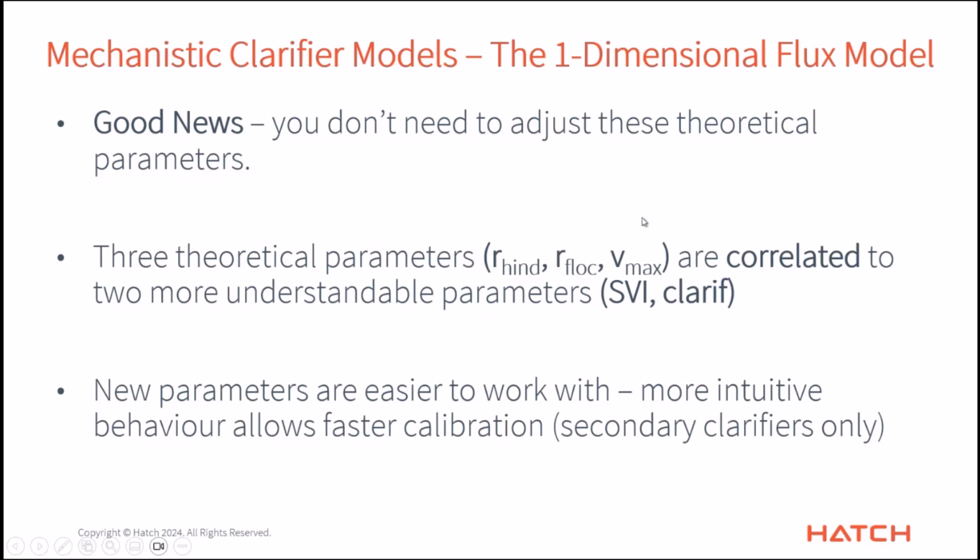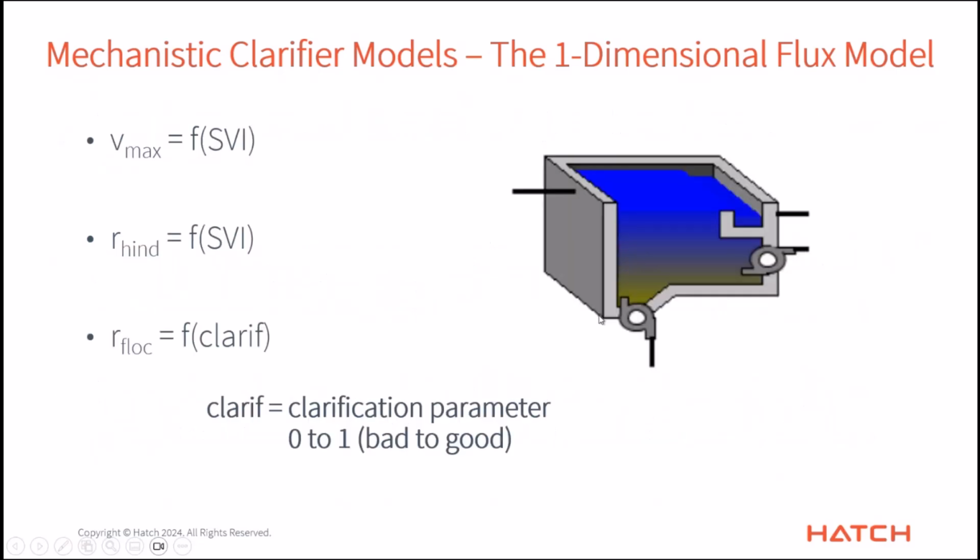Okay, so I was mentioning that these three parameters, the hindered, the flocculent, and the maximum settling velocity, are the ones you want to use to calibrate your model, but they're not super intuitive. So we have a relationship and a regression that allows you to correlate these three parameters with two more understandable and intuitive parameters: SVI, sludge volume index, and an empirical clarification parameter called clarif. These new parameters are much easier to work with, and in fact, I use them almost all the time. Their more intuitive behavior allows for faster and more straightforward calibration. The only thing is they are specific to secondary clarifiers only, so you'll find those options are only there for the secondary clarifiers.